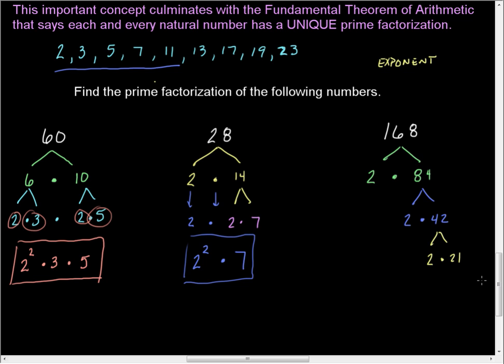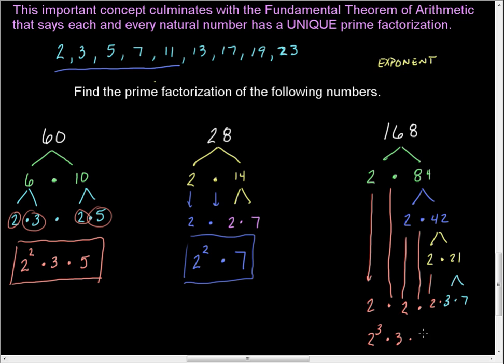Then I'll break down 21. I'm going to break that down into 3 times 7. And now 3 and 7 are both prime, and all the 2's are prime. And so as I bring them down, 2 times 2 times 2 times 3 times 7. You notice how they just kind of fall down. Okay, well now just simply count the number of multiplications. 2 times 2 times 2 is 2 cubed times 3 times 7. That is the prime factorization for 168.